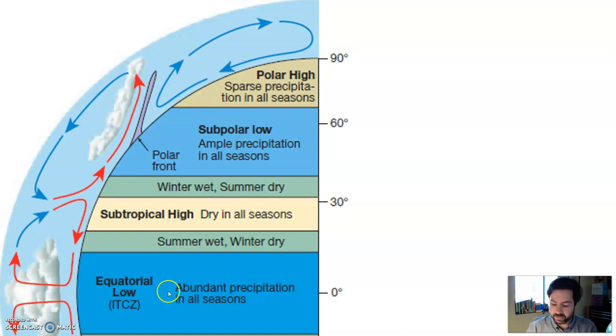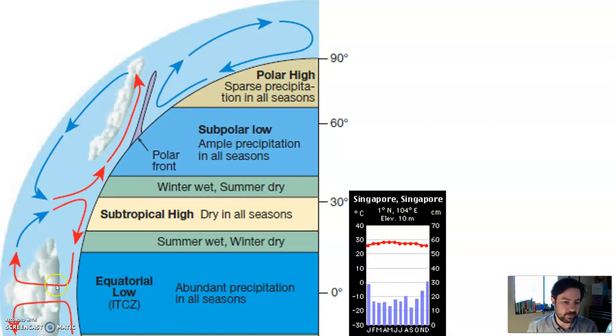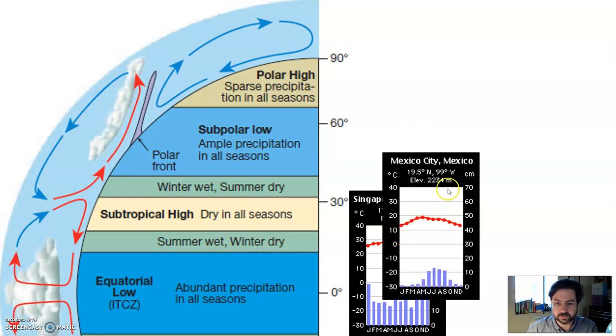So let's see. Looking at around the equator, warm temperatures, little fluctuation, and it says here abundant precipitation in all seasons. Yep, we see that. What about just a little bit north, about 15 degrees north or south latitude? It says wet summers, dry winters. So a little bit more temperature range. Remember, the further you get from the equator, the more of a temperature range, the difference between highs and lows. Wet summer, yep. Dry winter, yep. What about in the subtropical high?